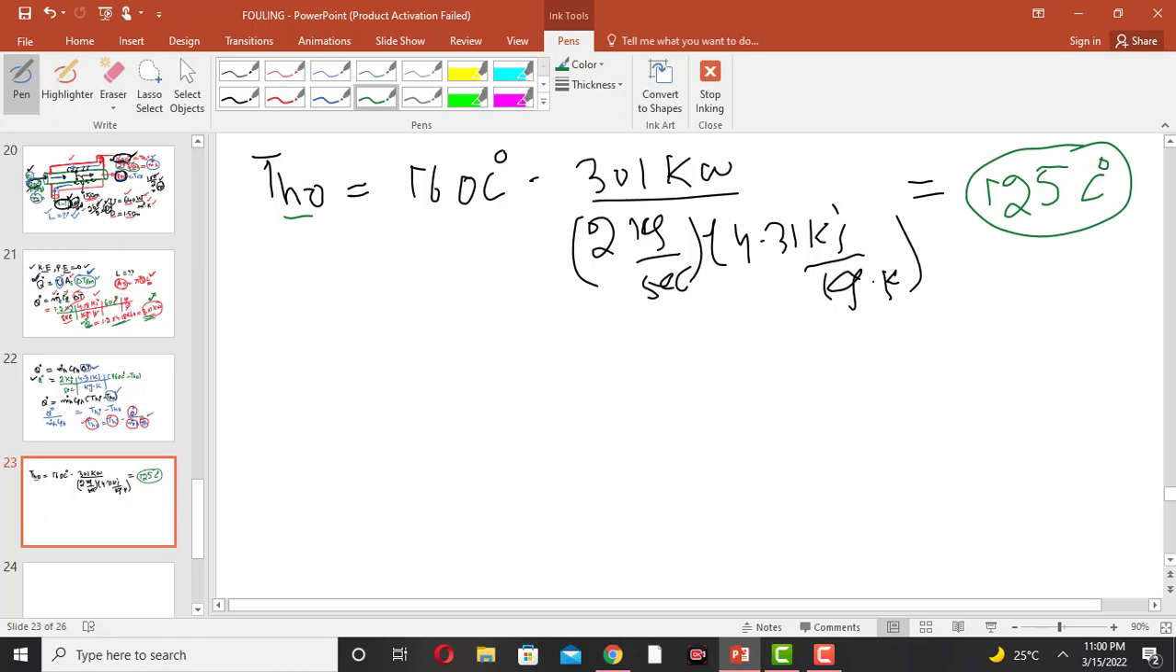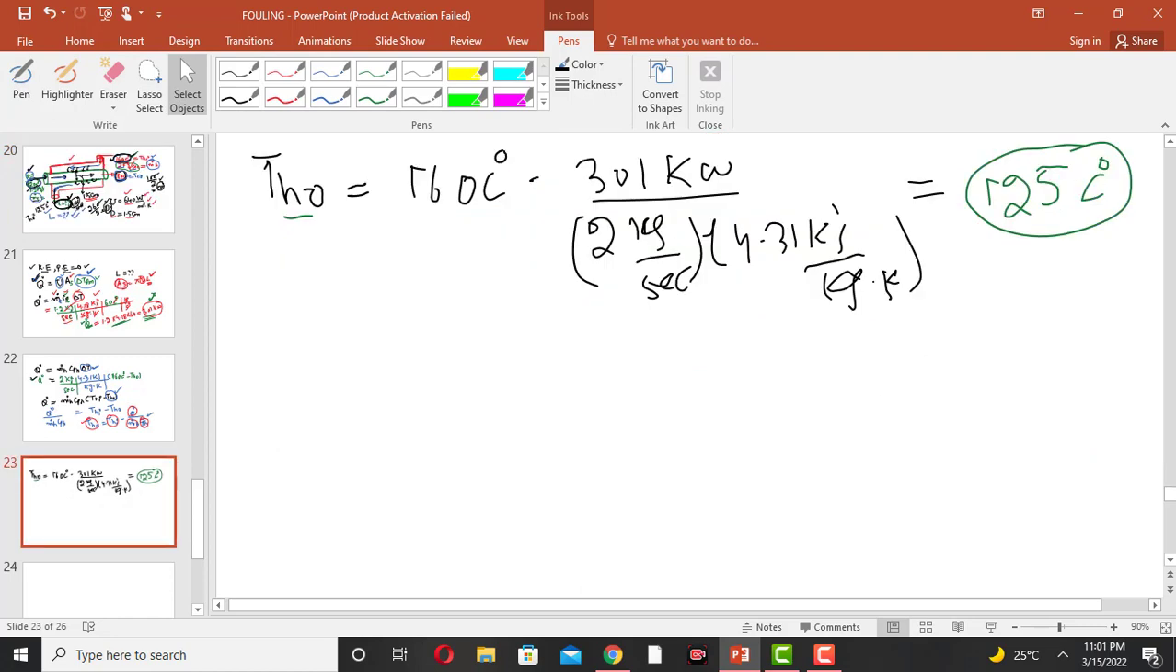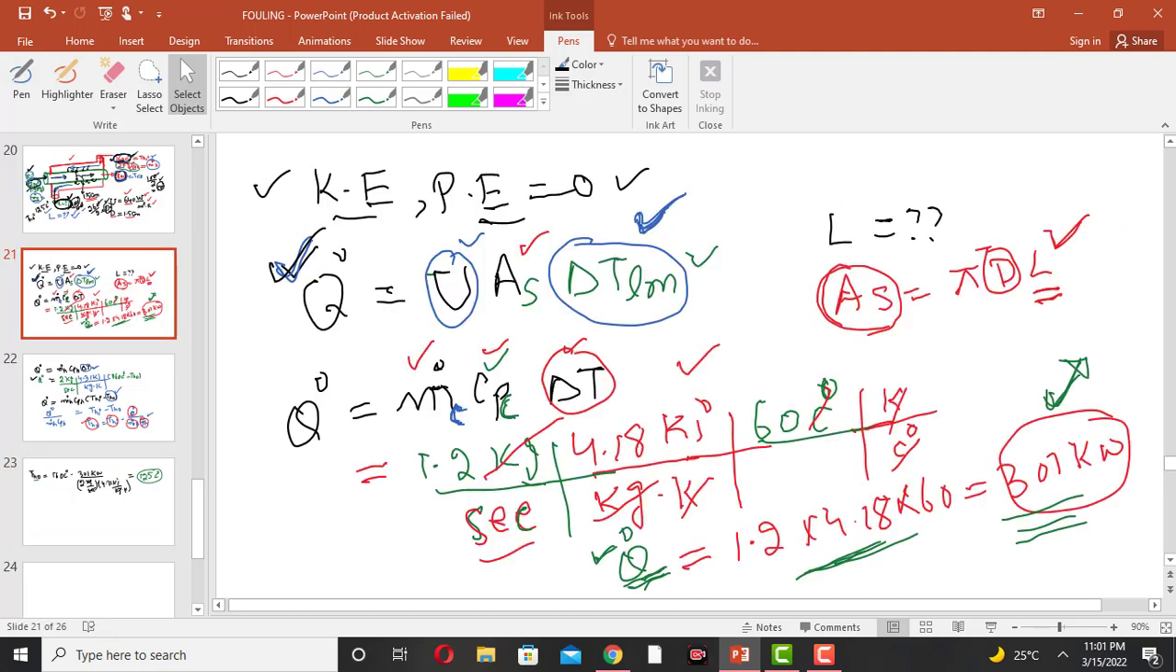So in this case, the inlet and outlet temperatures of the hot and cold fluid are obtained from various relations. The hot fluid outlet temperature is 125 degrees centigrade. Now the hot fluid temperature is obtained.